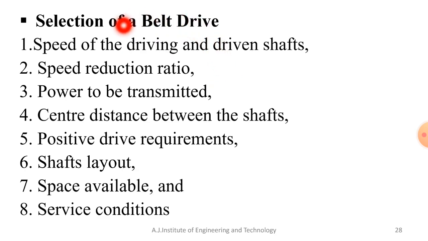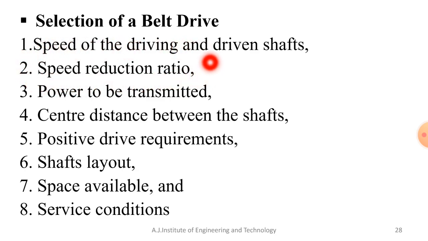If a driver is rotating at a certain RPM, you may want to decrease the speed because the other shaft should rotate at a lower RPM. These details are very important, because the speed depends on the pulley diameters. We have a velocity ratio here, which we'll also discuss later. Now the second one, the speed reduction ratio. How much the speed should be reduced depends on this.